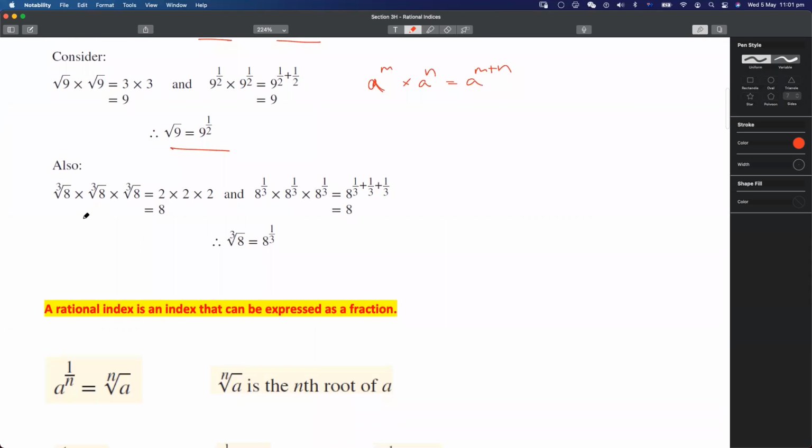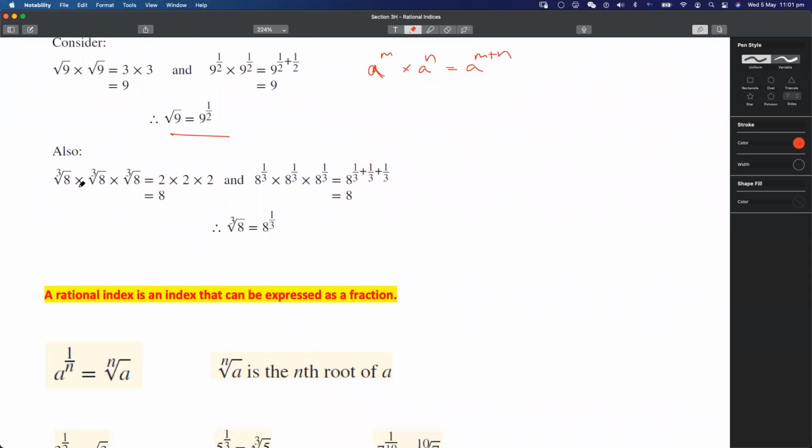Also, in a broader context, you could have cube root 8 times cube root 8 times cube root 8, which is equal to 2 times 2 times 2, which is equal to 8. And that's just 8 to the 1/3 times 8 to the 1/3 times 8 to the 1/3, which is equal to 8 to the 1/3 plus 1/3 plus 1/3, because 1/3 plus 1/3 plus 1/3 is equal to 1. 8 to the power 1 is just equal to 8. Therefore, cube root 8 is equal to 8 to the power 1/3.